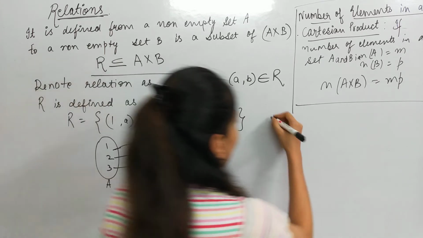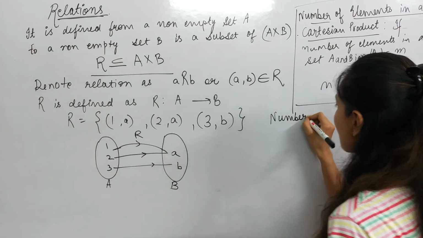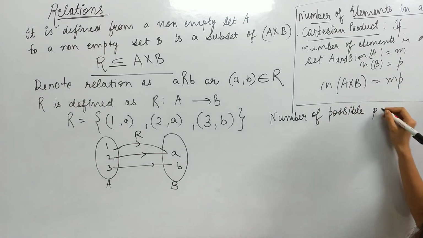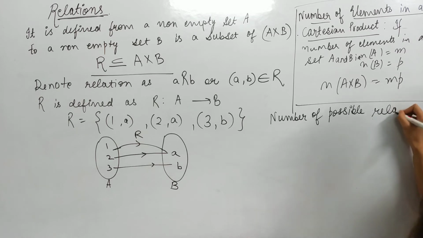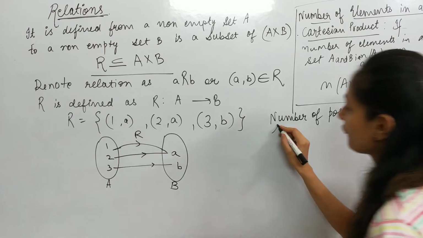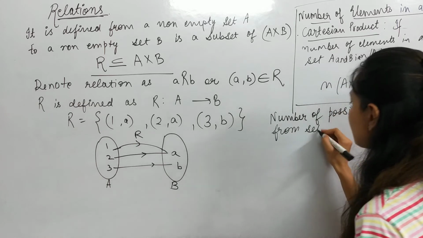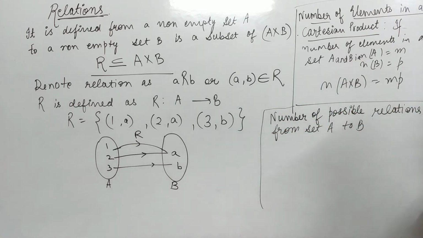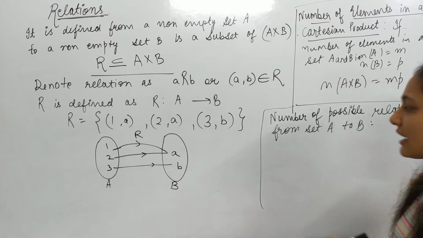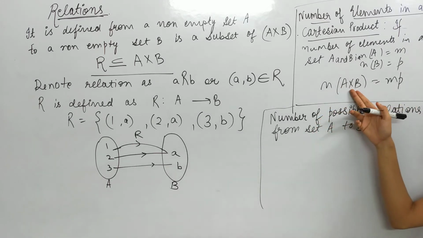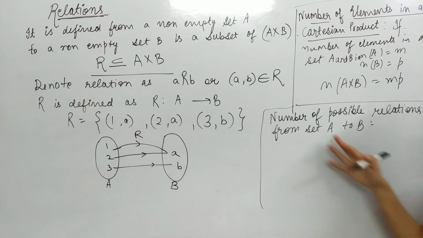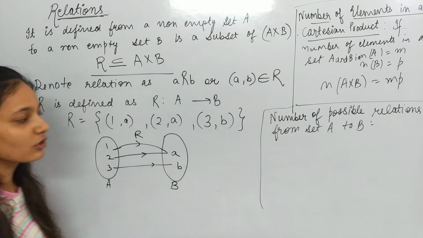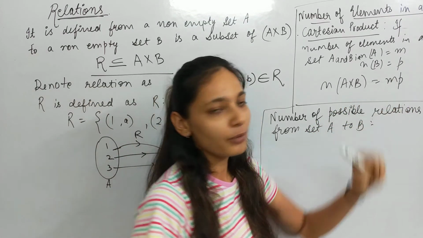Now if we see the number of possible relations from set A to B, how many relations can you write from set A to B? You know that the number of elements in the Cartesian product is m into n, and your relation is a subset of A cross B. So how many subsets are possible?